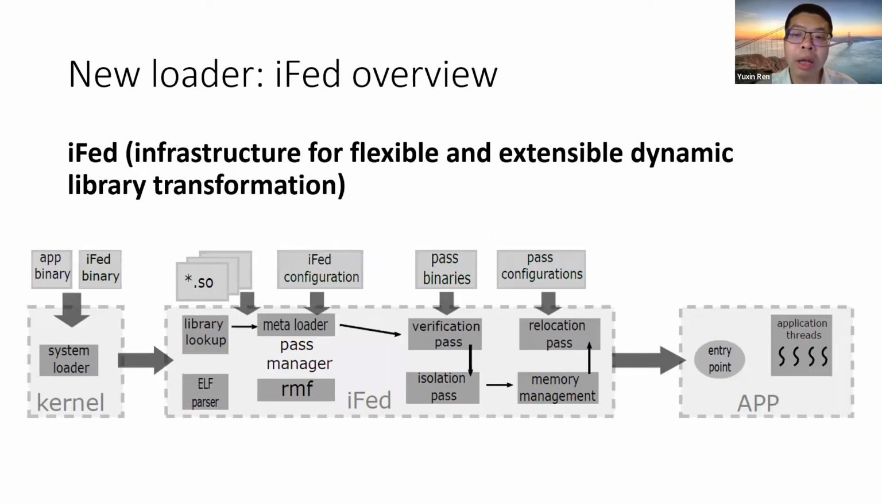Next, let's see the architecture overview of our new infrastructure called iFed. The key idea is to organize iFed as a pipeline of distinct transformation passes. Each pass only implements some specific features. We also design an in-memory format to describe the state and information about the library and expose the interface to operation passes. A pass manager configures and orchestrates the pass pipeline.